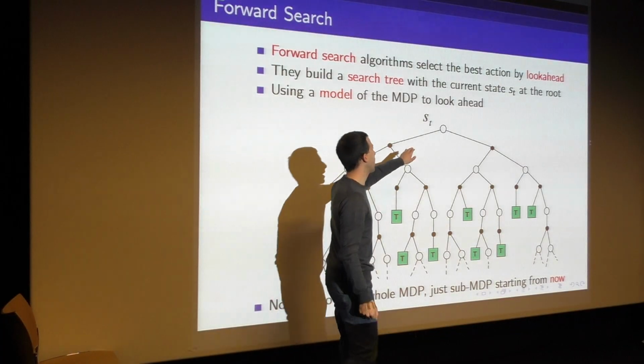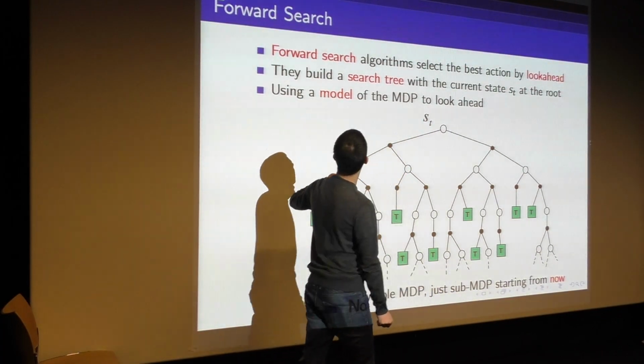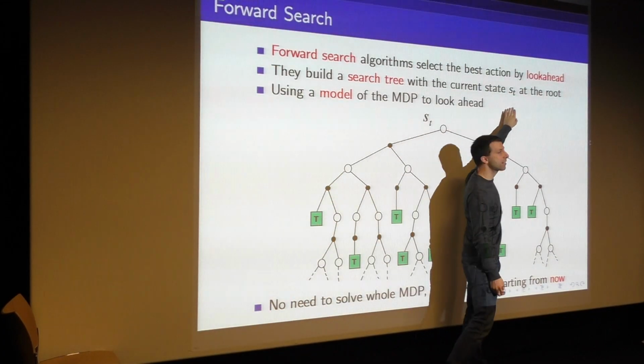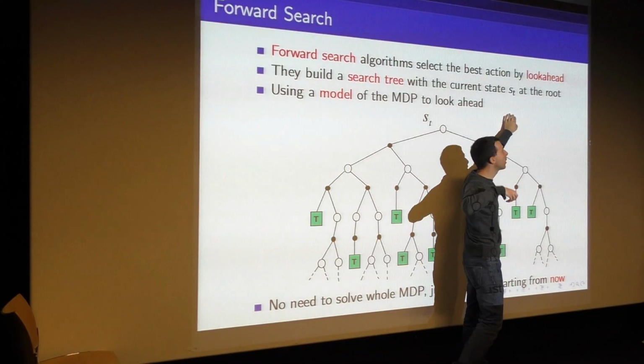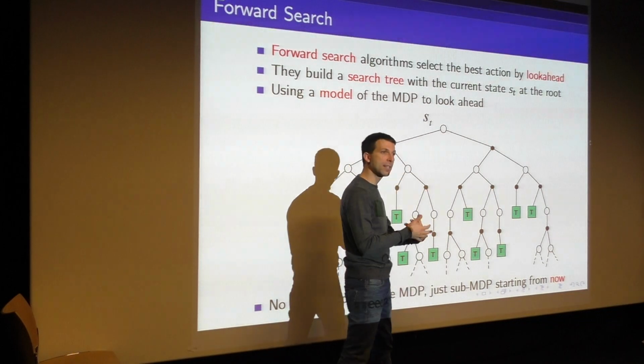You start at the state you care about. This is now, our state S_t. And we're going to build a search tree with this current state, this S_t, as our root state, our now, the moment that we're in, at the root. And we start to do look ahead, where you could do this exhaustively.